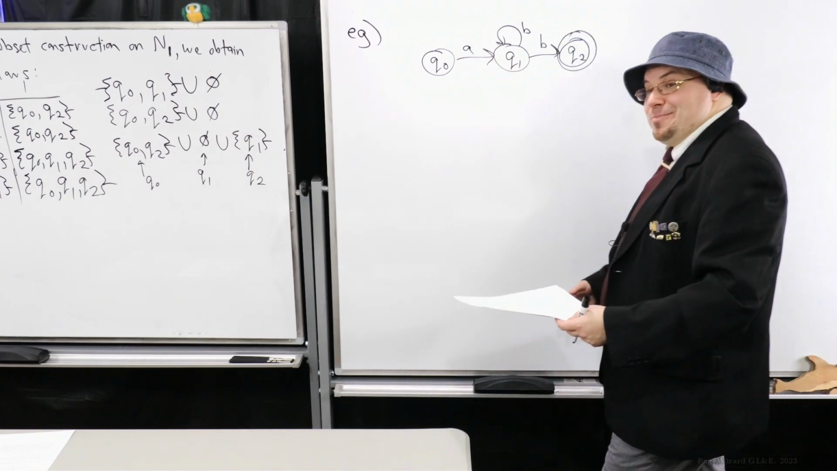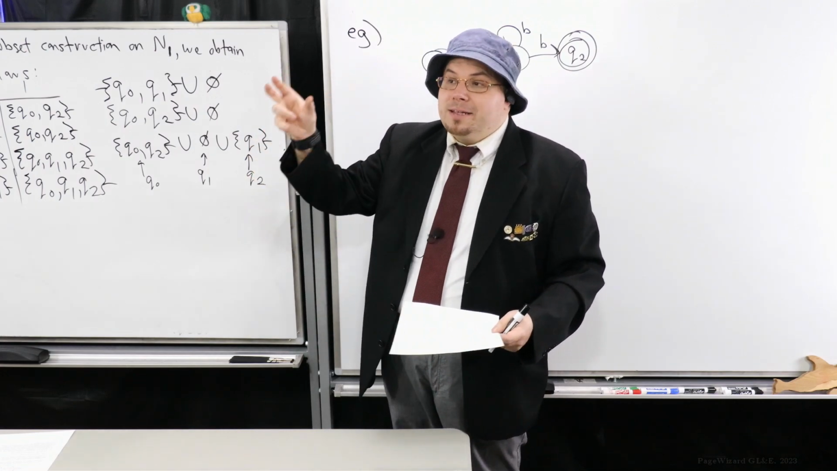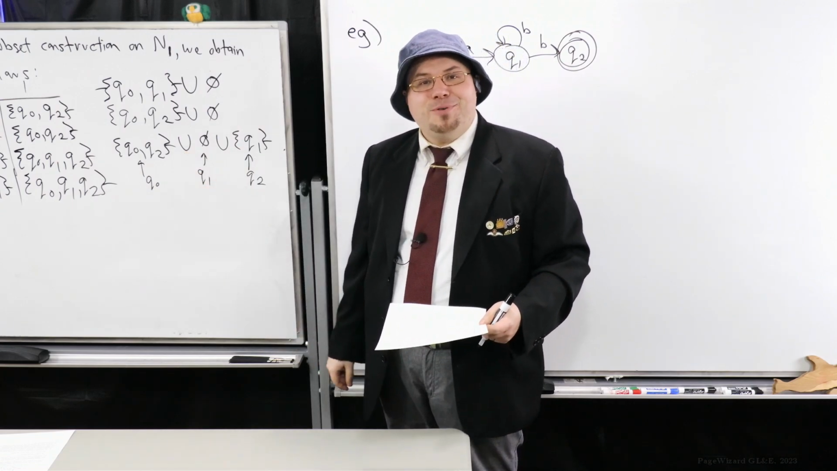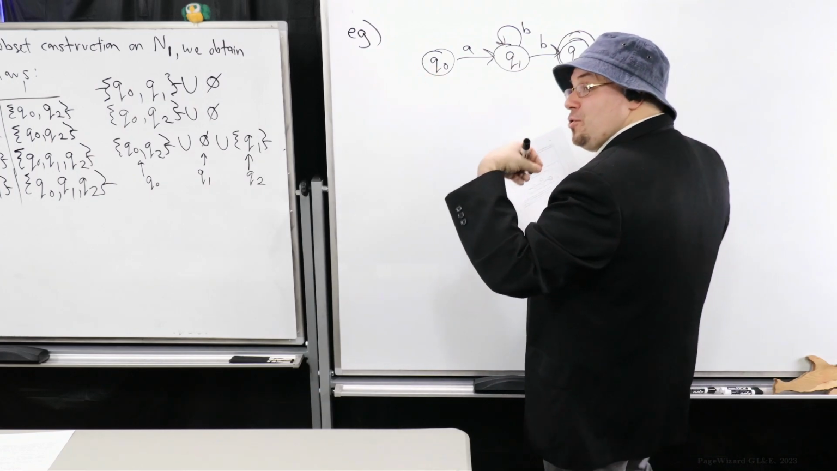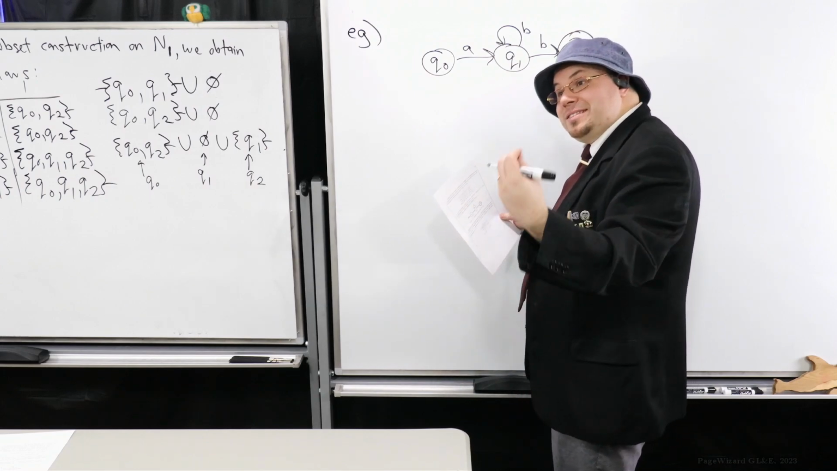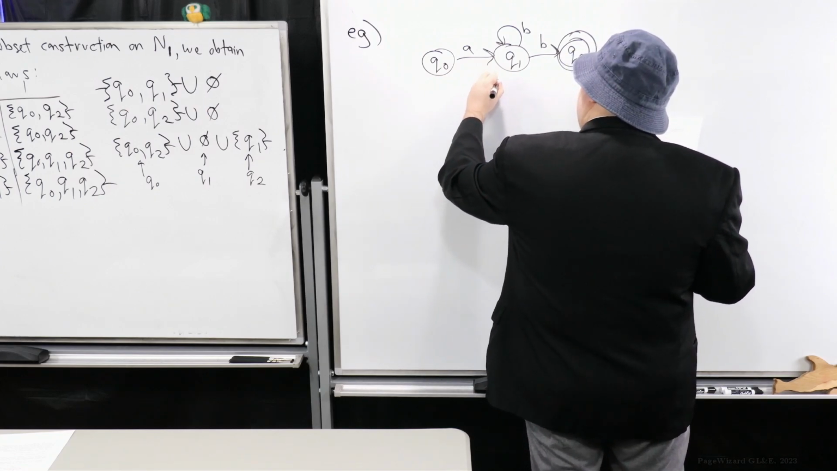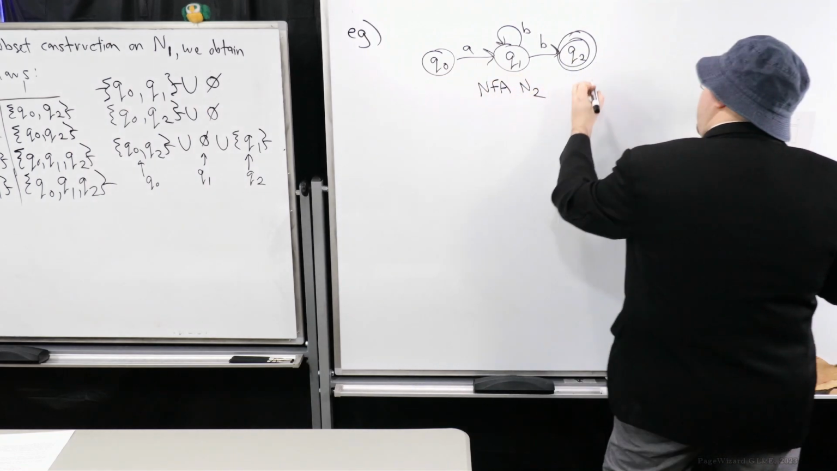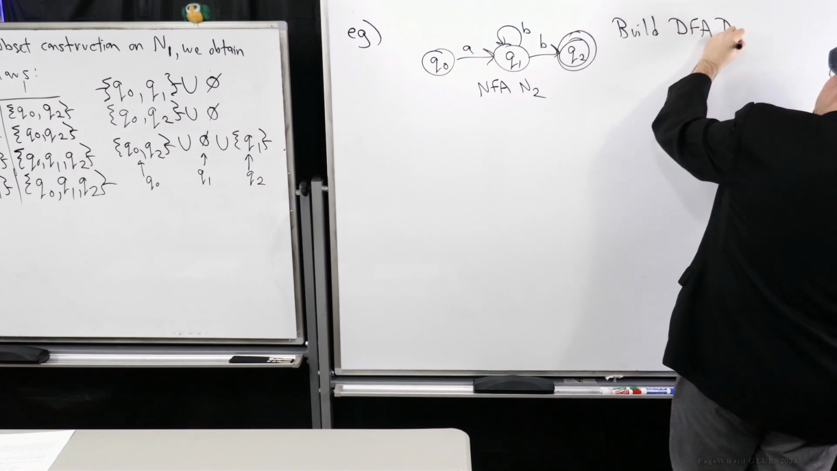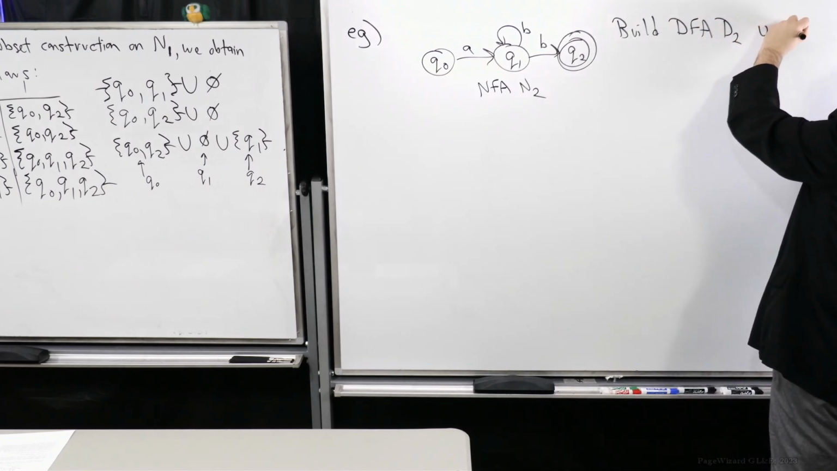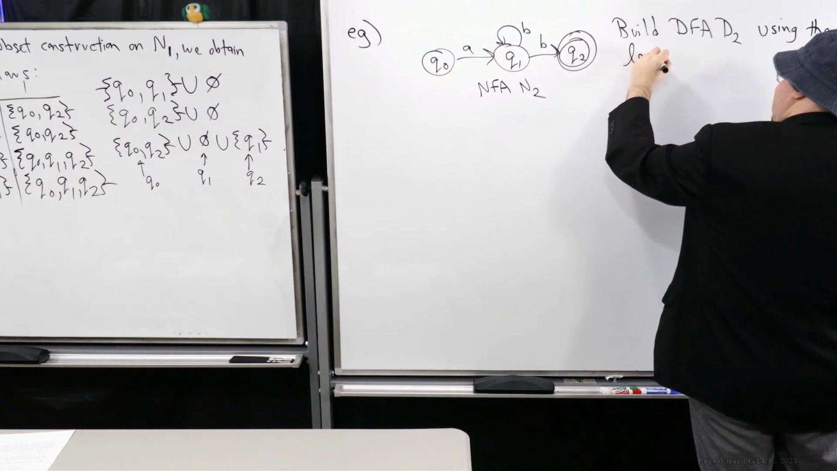You can actually imagine this as if every time I encounter a state that is discovered but we don't have a row for it, I put it in a queue. Just like you would in a breadth-first search, because those subsets correspond to vertices that are states for the DFA. So here we go. So imagine this is NFA N2. We're going to build the DFA D2 using the lazy subset construction.